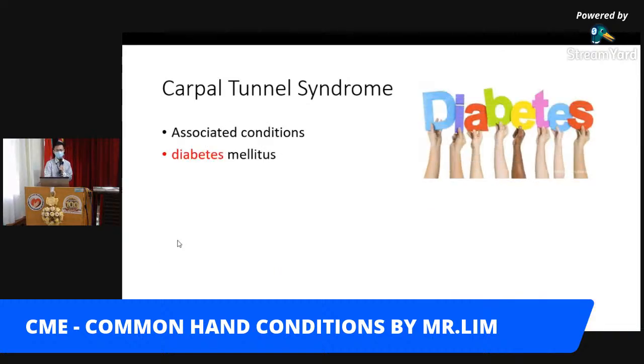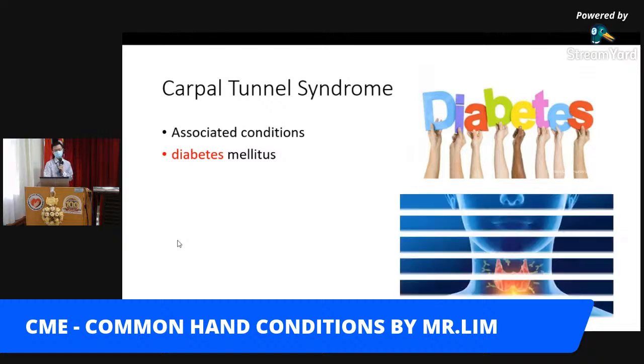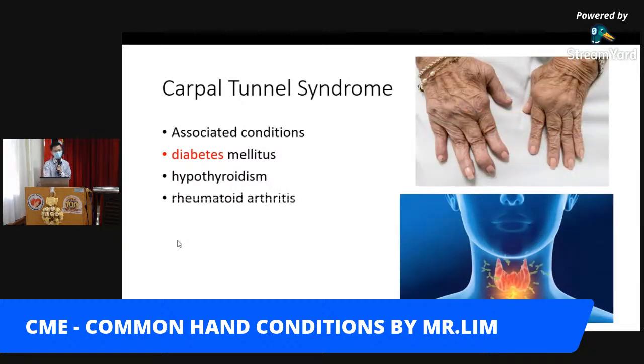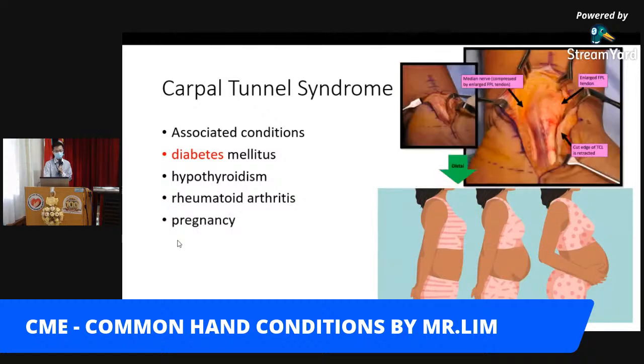It's associated with some conditions: diabetes, hypothyroidism, mainly because it could be caused by an increase of fluid inside the tunnel, rheumatoid arthritis, pregnancy, and gouty arthritis.